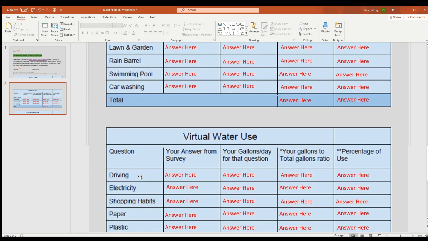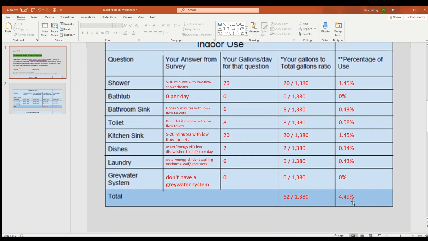And in the end, the percentages that you get in your total percentage of use should add up pretty close to 100% because we're talking about your percentage of water use. So if you're calculating the percentage of each type of water use and they should all add up to your total water use, then you should add up to 100%.